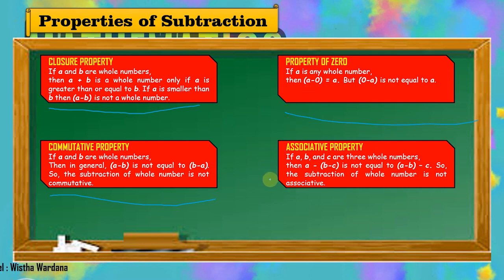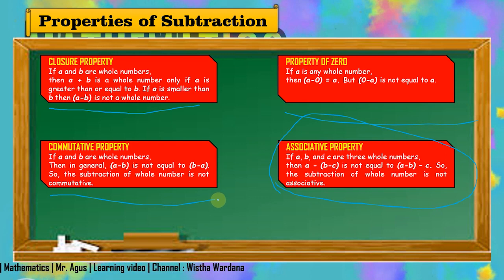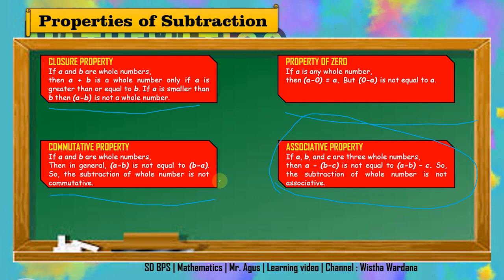Okay, and then the last one, associative property. If A, B, and C are three whole numbers, then A minus (B minus C) is not equal to (A minus B) minus C. So the subtraction of whole numbers is not associative. Okay, so we can say subtraction of whole numbers does not satisfy almost all the properties in mathematics.